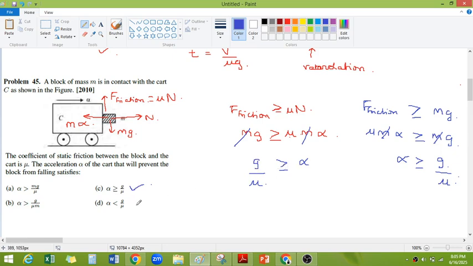So according to this, we should have chosen this one, right? This is wrong because in place of F friction, I just put mg, which is not correct. The F friction, the upward force, should be more than the downward force. So take it down, this is the correct method. This choice is correct: alpha should be greater than g by mu.